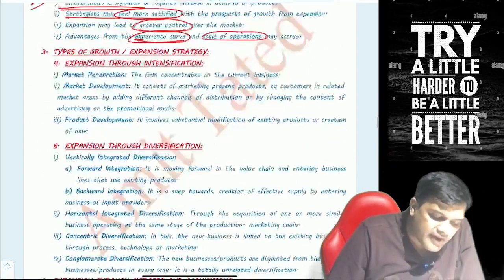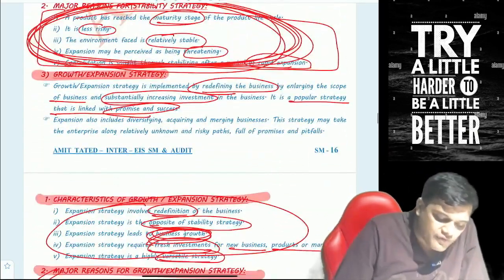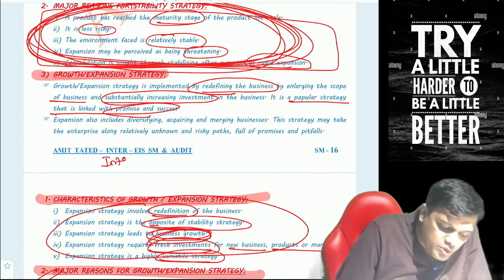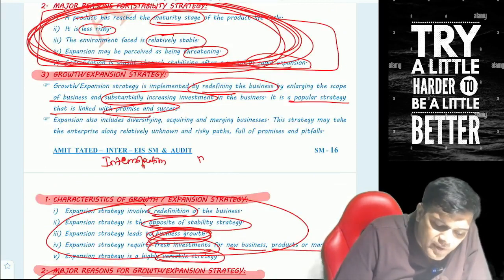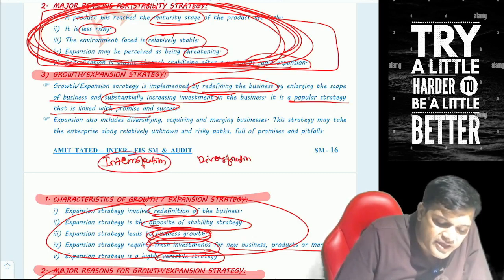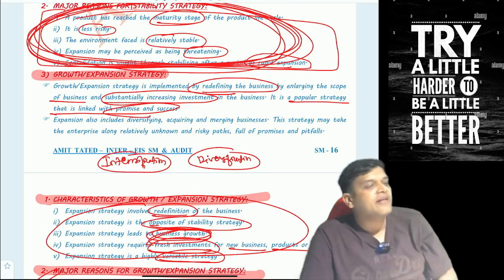Now we need to understand how many types of expansion there are. To be very precise, first of all, we'll discuss expansion through intensification, and second, expansion through diversification. One is expansion through intensification and one is expansion through diversification.